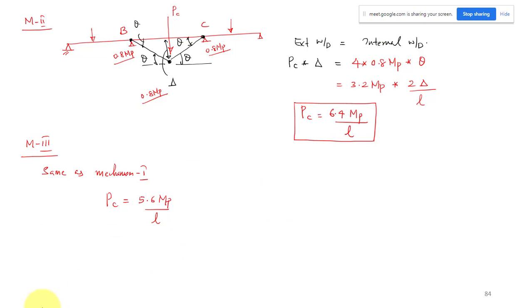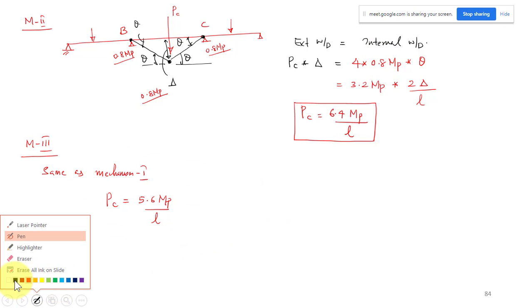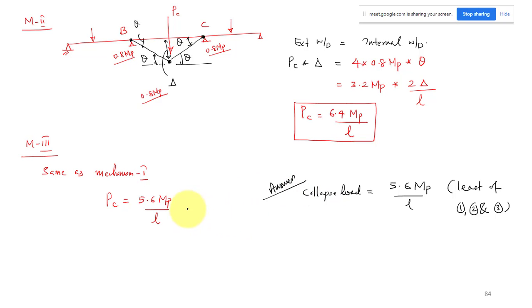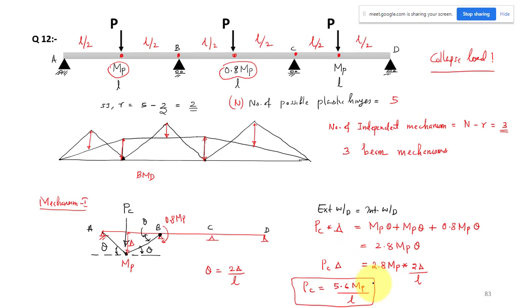Okay. So finally, your answer for this question will be the collapse load, which is equal to 5.6 MB by L. The least value of 1, 2 and 3 you have to take as the collapse load. So this will be the answer. This is for 3, it is for 2, and this one will be the first.